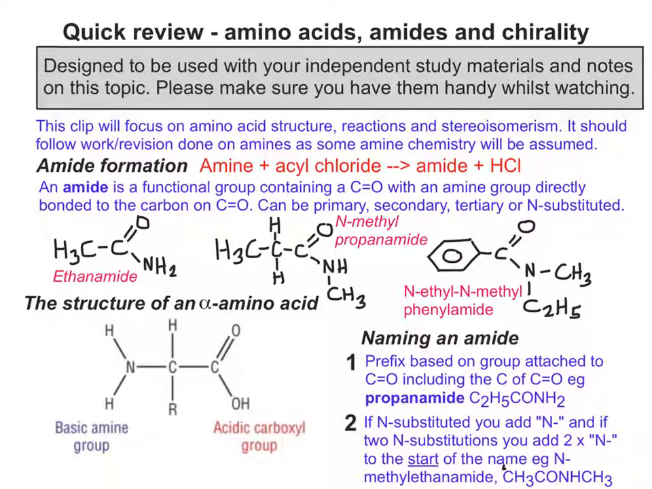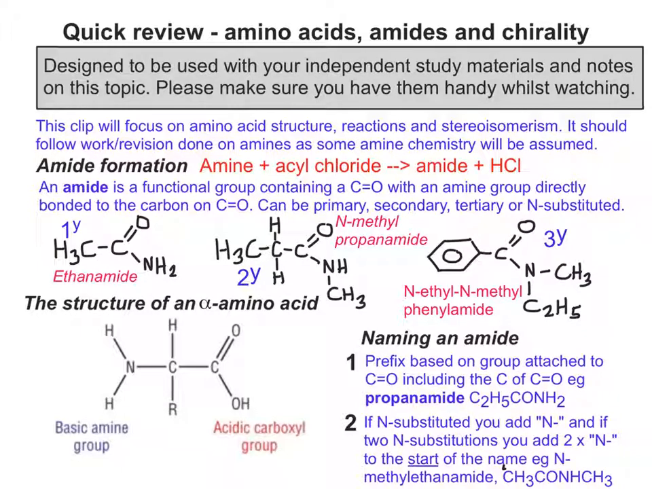But obviously your exam is not a pronunciation and spoken paper. It's a written one, so it doesn't really matter. And in terms of classification, ethanamide is primary, N-methyl propanamide is secondary, and N-ethyl, N-methyl phenylamide is tertiary. So again, it's based on the number of R groups coming off the nitrogen, just like it was with amines.